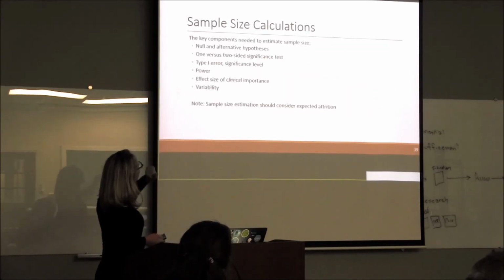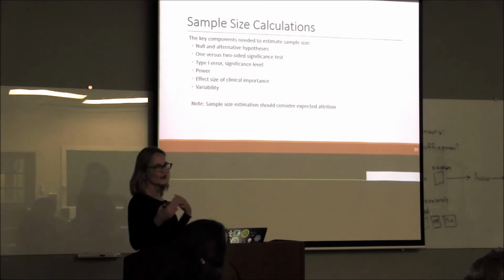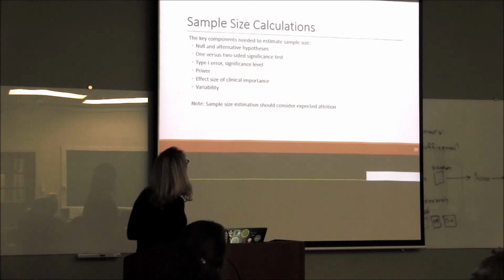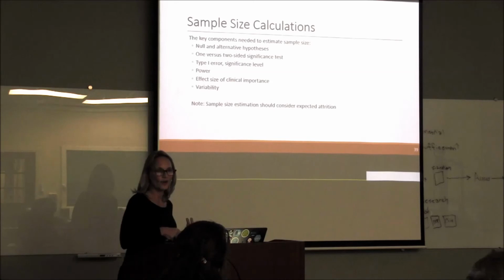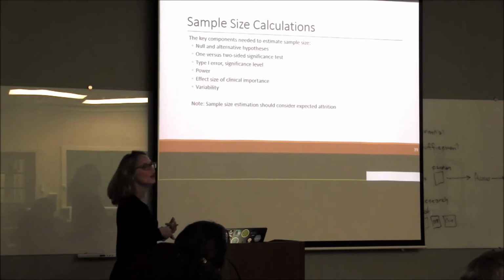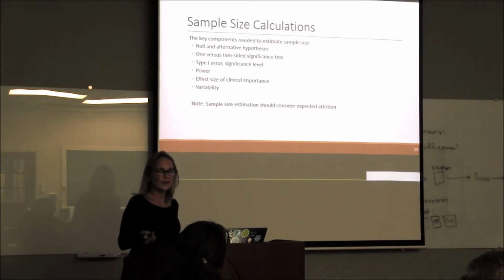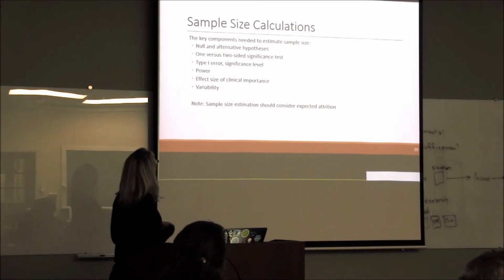So the key components that you're going to need to estimate your sample size are, of course, your null and alternative hypothesis. Are you going to do a one-tailed or a two-tailed test? What your significance level or type 1 error rate that you're willing to accept. Oftentimes that's taken to be 0.05. Your power, oftentimes that's taken to be 80%. In drug studies, you need 2 phase 3 studies powered at 90%.